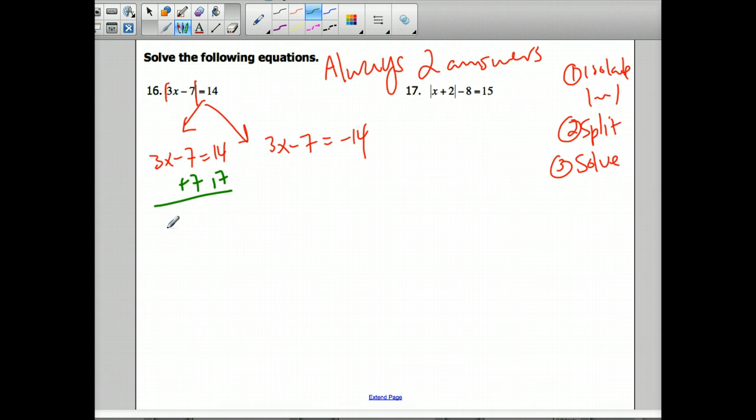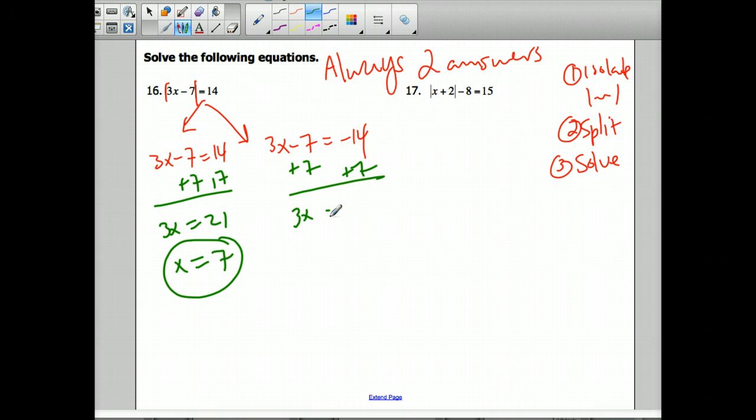Adding 7, I get 3x equals 21, divide by 3 and that gives me x equals 7. And then adding 7 to the other one, I get 3x equals negative 7, divide both sides by 3, that gives me x equals negative 7 over 3. So those are my two answers. If I plug those in, those would work as well. I'm not going to waste your time doing it now, but you should do that on your test.